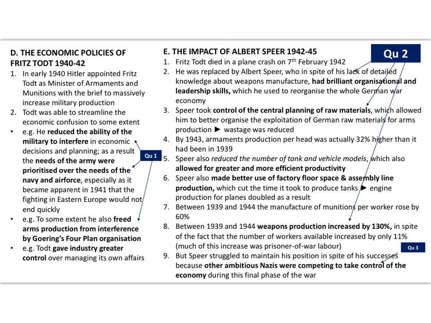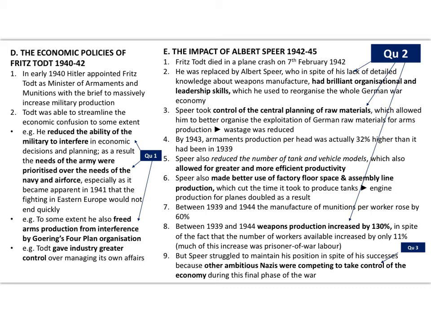Again, the details are there on the slide about central planning, allocation of raw materials, incredible measures to reduce wastage, just incisively cutting through inefficiency. And again, you've got statistics there about increased efficiency, lots and lots of statistics, resulting in weapons production increasing by 130% at a time when Germany was losing the war, which again shows how effective he was.